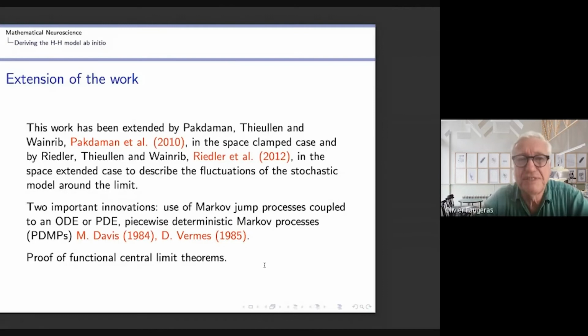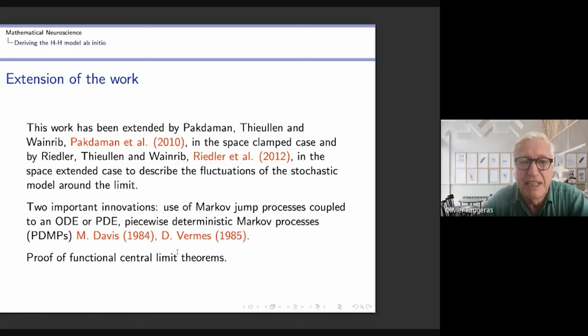This work was extended very nicely by Pakdaman, Thieullen, and Wainrib in their 2010 paper in the space-clamped case, so no propagation, and by Riedler, Thieullen, and Wainrib in the 2012 paper in the space-extended case. They describe the fluctuations of the stochastic model around the limit. That's an improvement with respect to Austin's. They proved functional central limit theorems that gave a description of the fluctuations for large n.